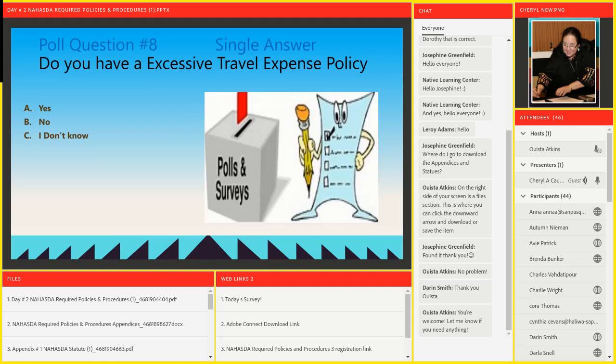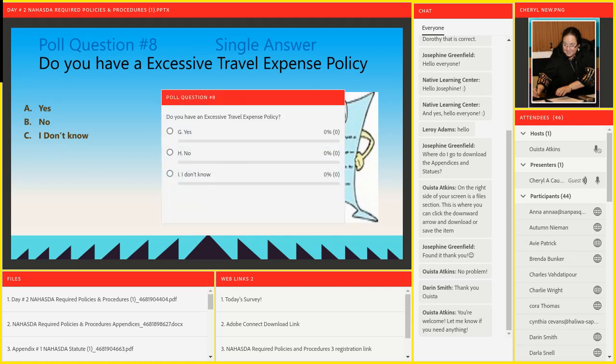So our next poll question: do you have an excessive travel expense policy in place? This is another area that is a statutory deduction.